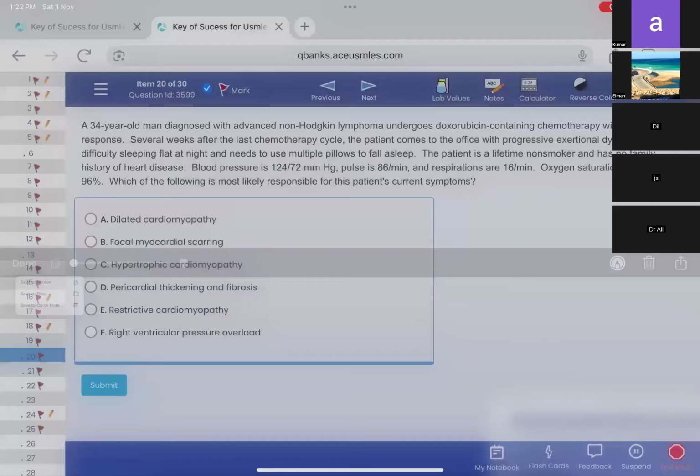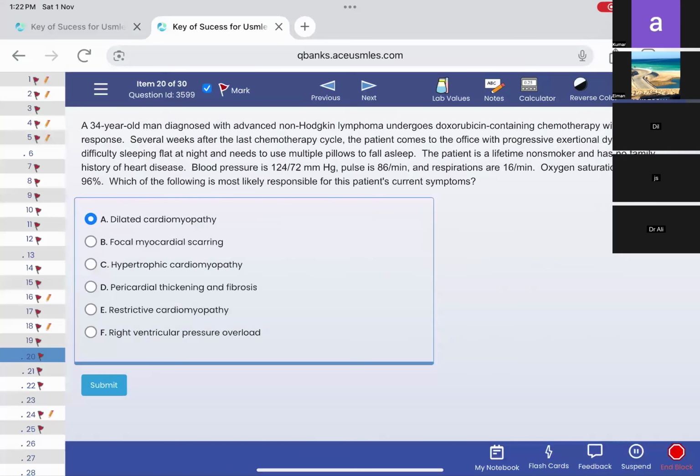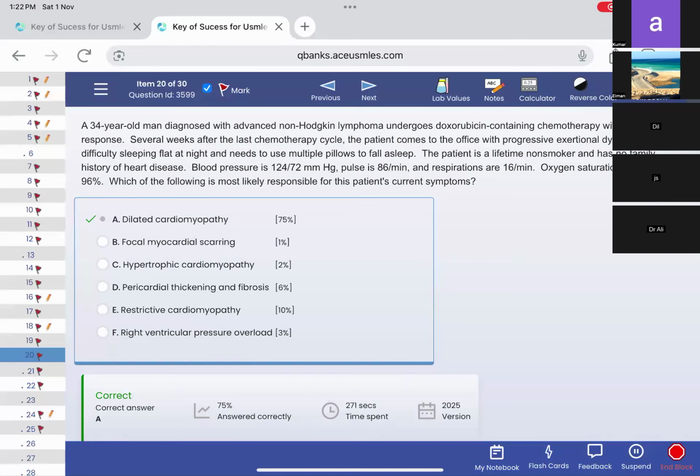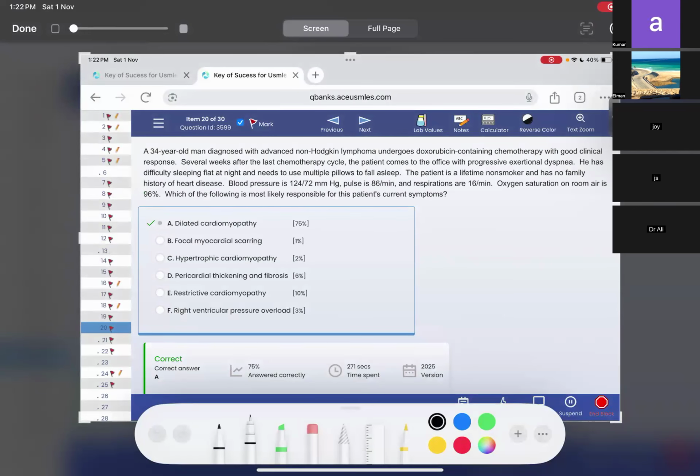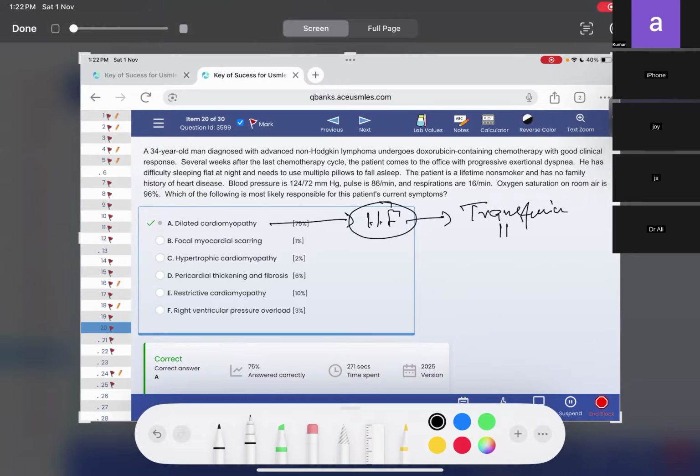So with doxorubicin, the most common side effect is dilated cardiomyopathy. Excellent, doctors. Is anyone with a question? Is it reversible? No, dilated cardiomyopathy cannot be reversed. It leads to heart failure. Transplant is the ultimate solution, the only option for end stage.